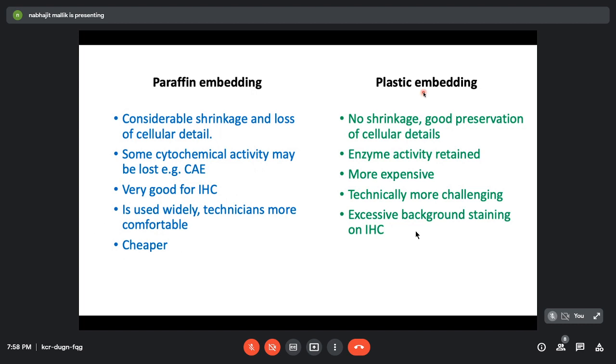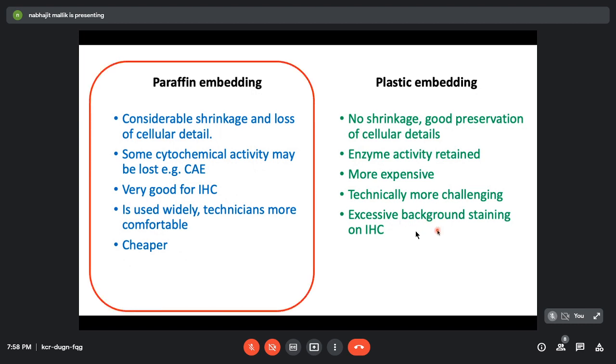What about plastic embedding? It really does not cause any shrinkage, and the cellular details are much better preserved. Also the enzyme activity is retained. However, it is much more expensive. It is technically also much more challenging, and there is a lot of background staining when we are doing IHC. So in most centers, you'll find that paraffin embedding is what is preferred.